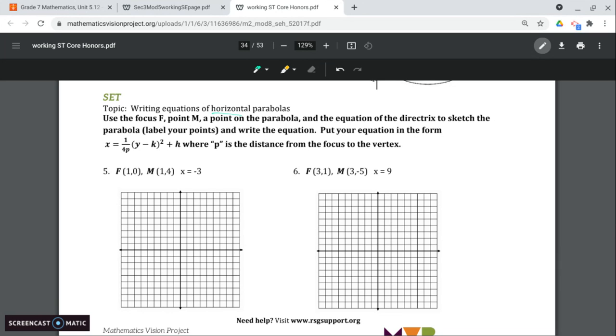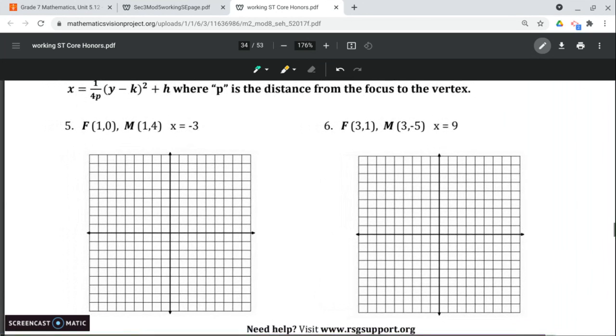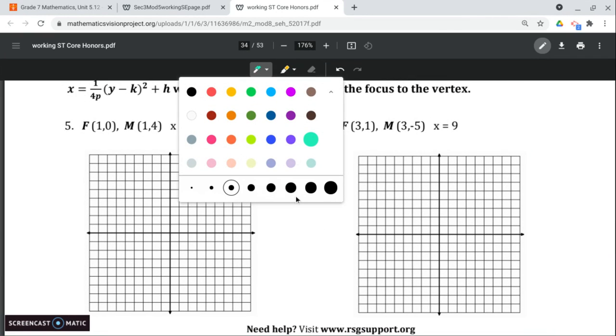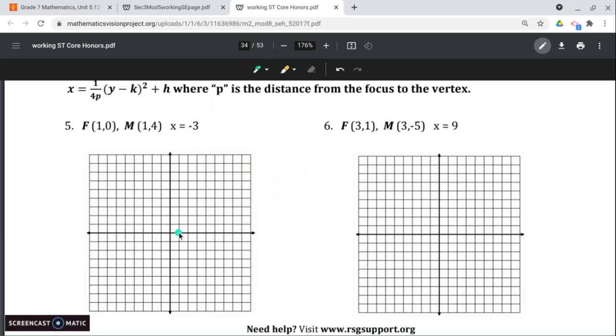So we're going to do this first one here. Our focus is (1, 0). Our point is (1, 4), so 1, 2, 3, 4. Our directrix is x equals negative 3, so 1, 2, 3. It's going to be this line right here. So from our directrix to our focus, we're 1, 2, 3, 4. So half of that would be 2. So there is our vertex.